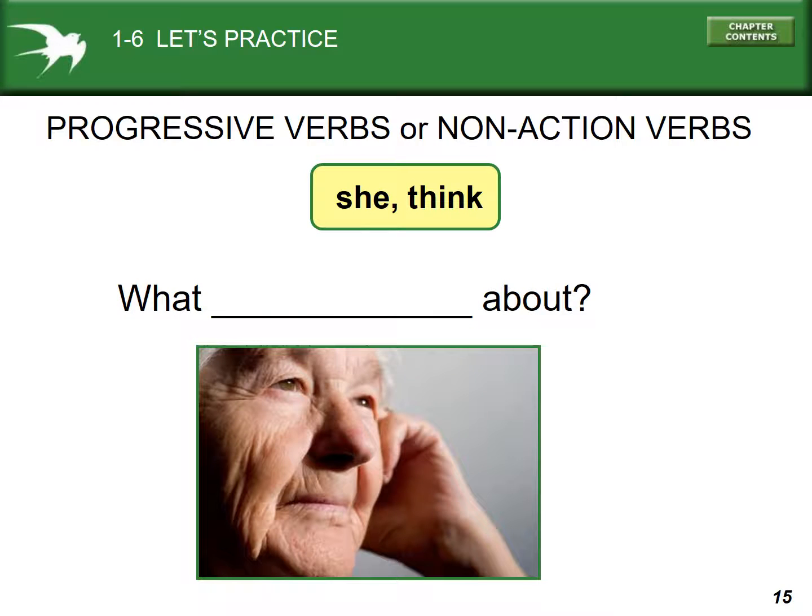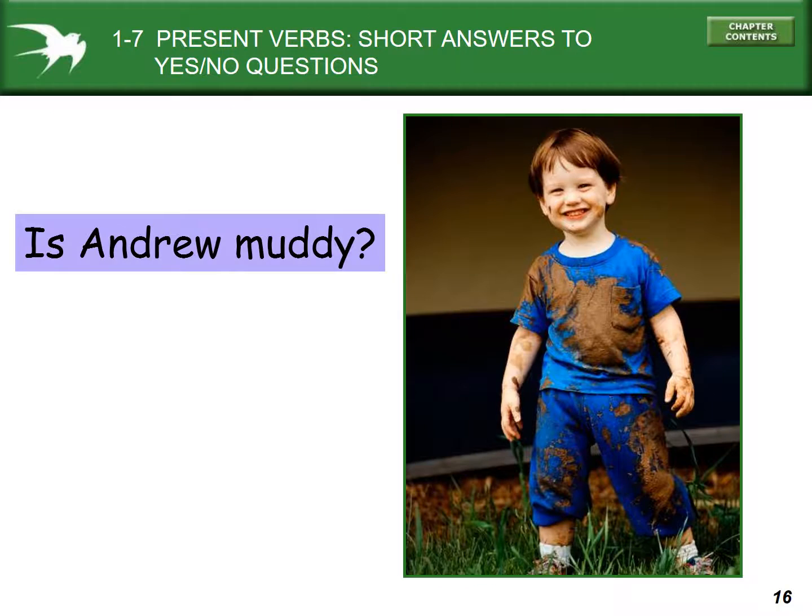What blank about? So she is the subject and think is the verb. It's not asking what she believes about something or what she thinks about something like a belief. It's asking about this moment right now. She looks very pensive. She looks like she is lost in thought. So we want to know, what is she thinking about?